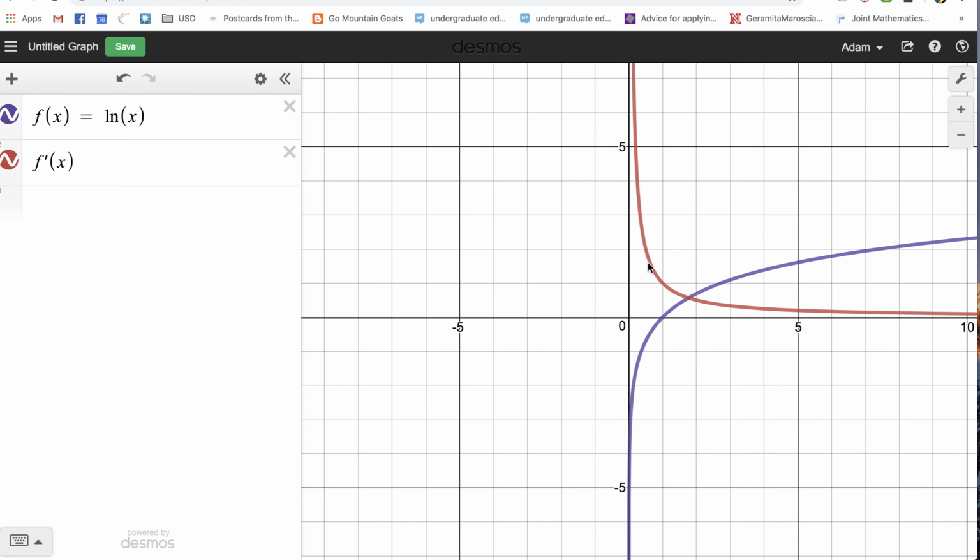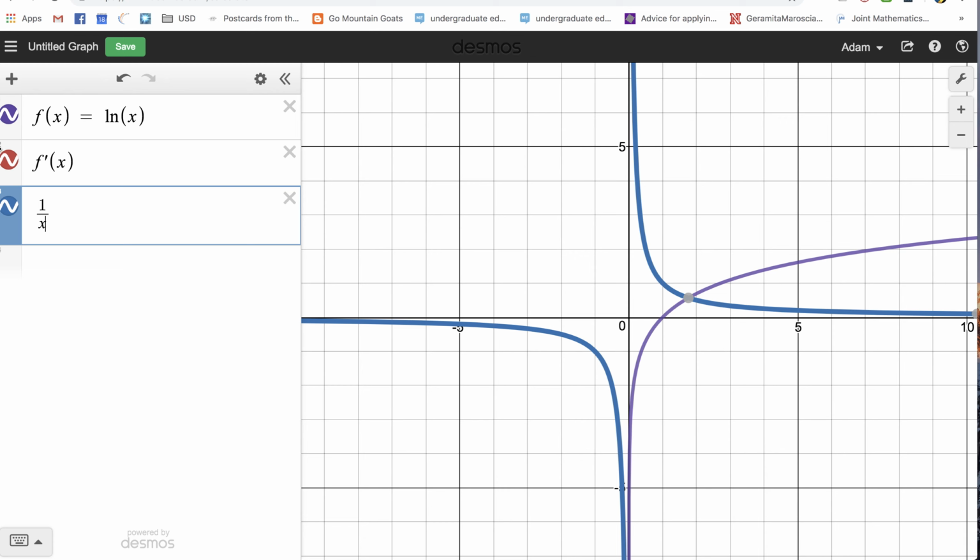This shows us that our derivative is getting smaller and smaller. That's because our slope is getting smaller and smaller. The slope is really steep at the beginning, but then it flattens out. And if we wanted to check, if we look at the function 1 over x, sure enough, we can see that it's exactly the same as our derivative, with one big exception.